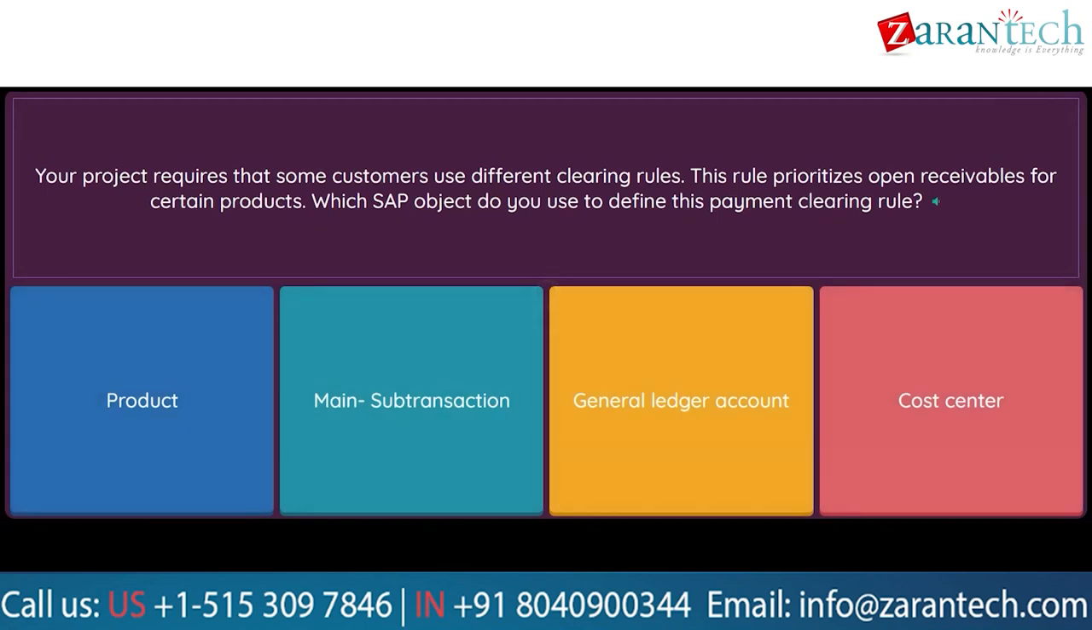Question: your project requires that some customers use different clearing rules. This rule prioritizes open receivables for certain products. Which SAP object do you use to define this payment clearing rule? Option 1 product. Option 2 main sub-transaction. Option 3 general ledger account. Option 4 cost center.